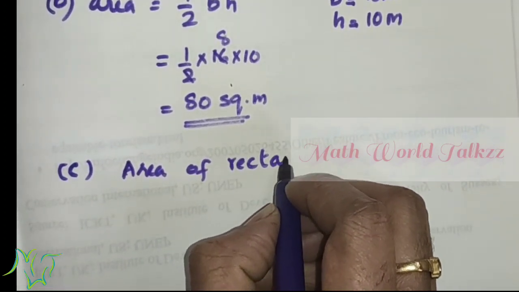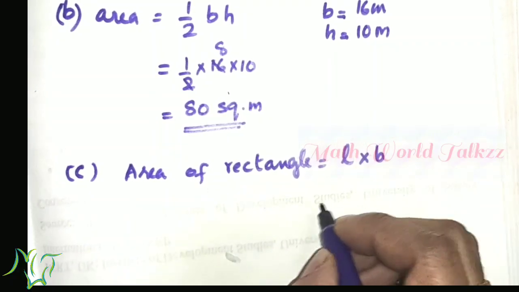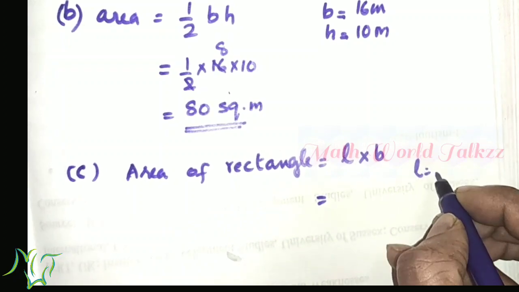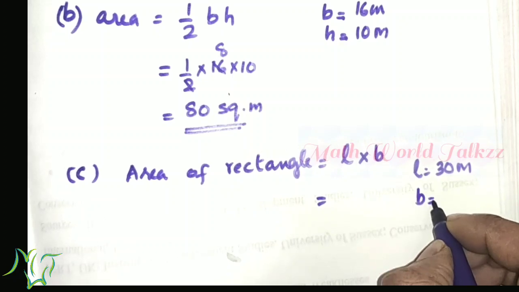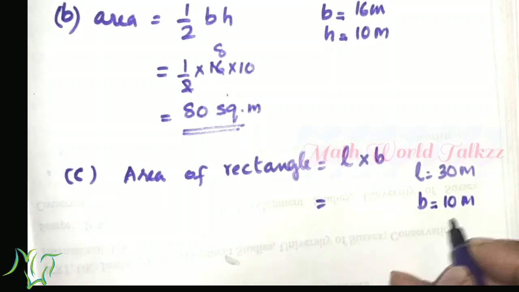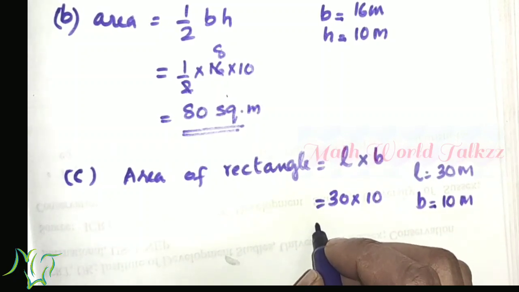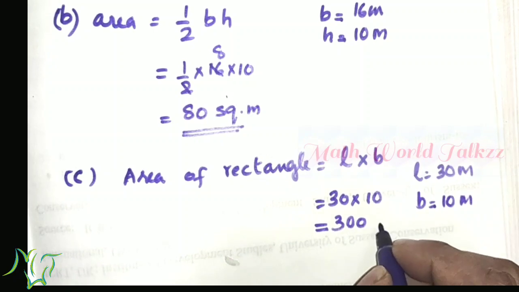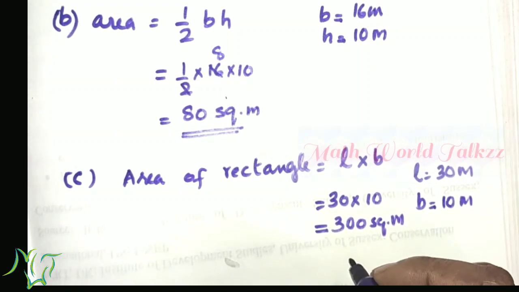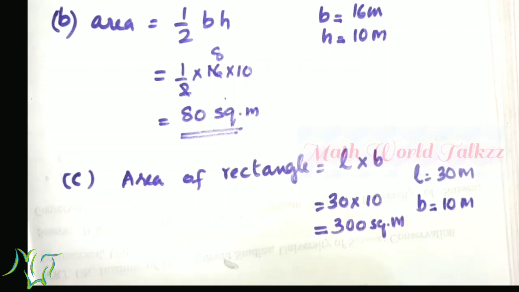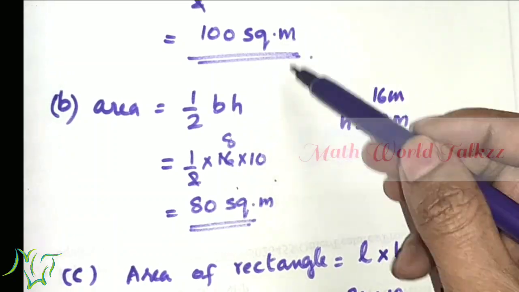Rectangle. What is the area of a rectangle? Area of a rectangle is L into B. Here length L is 30 meter and breadth B is 10 meter. So substitute here 30 into 10. So that is equal to 300 square meter. So we found out the total area, right? Now we can subtract the sum of these two areas.